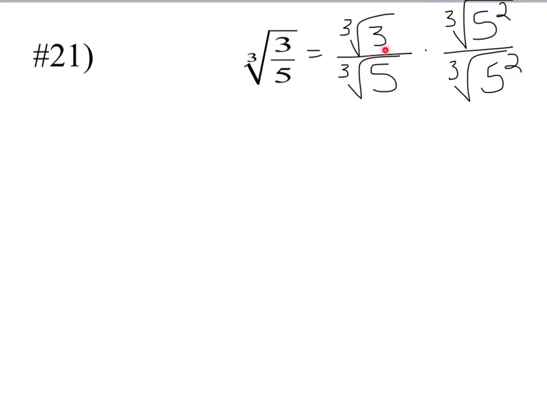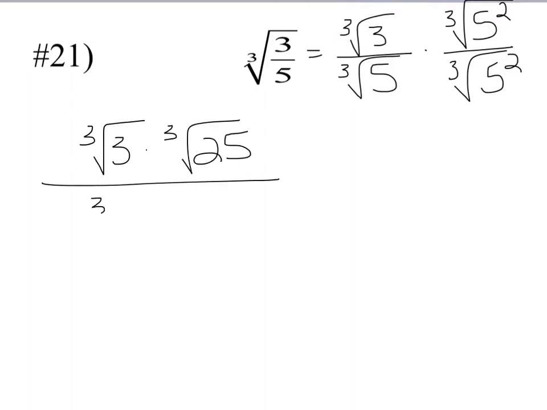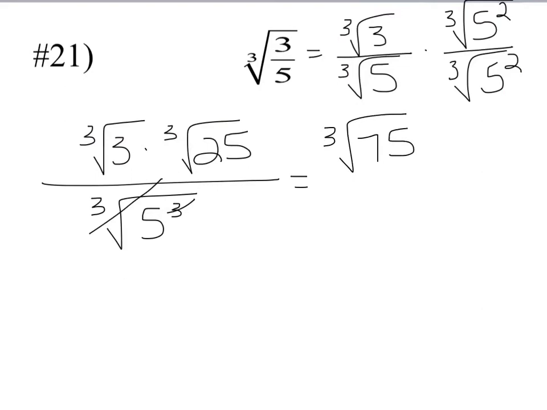So first we're going to multiply our numerators. Cube root of 3 times the cube root of 5 squared. So cube root of 3 times the cube root of 25 over the cube root of 5 cubed. Now the cube root and the cube are going to cancel. And because these both have the same index, I can multiply the radicands together. So this becomes the cube root of 75 over 5.